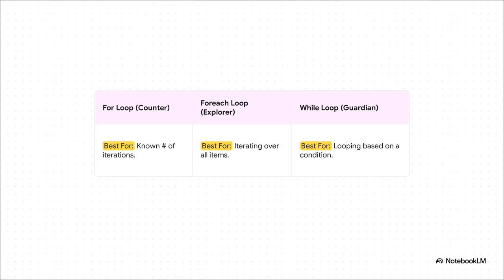Here's the simple breakdown. If there is one thing you take away from all this, let it be this slide. Use the for loop, our counter, when you know the exact number of times you need to repeat. Use the foreach loop, our explorer, when you just need to visit every single item in a collection, no fuss. And grab the while loop, the Guardian, when you have to keep going as long as some condition stays true.